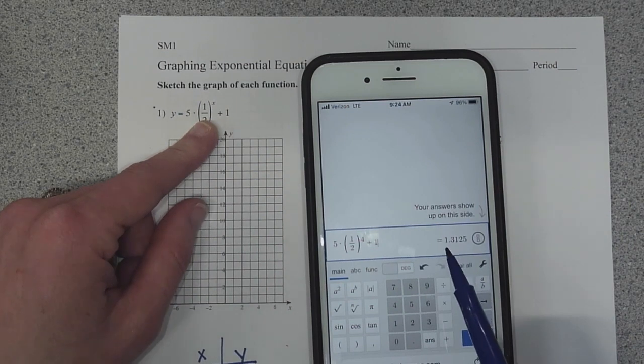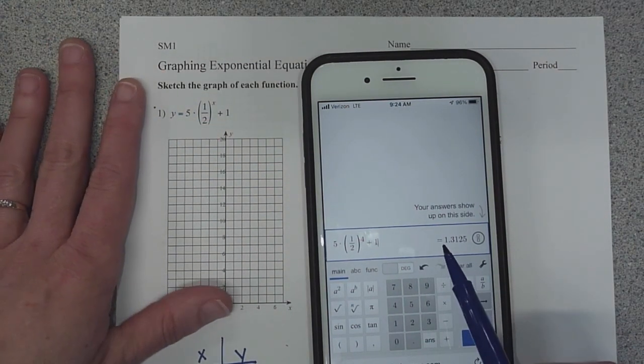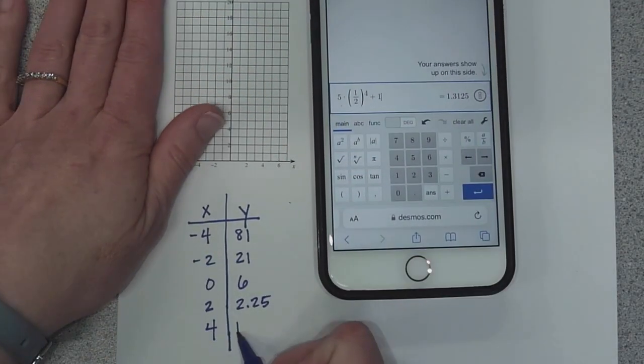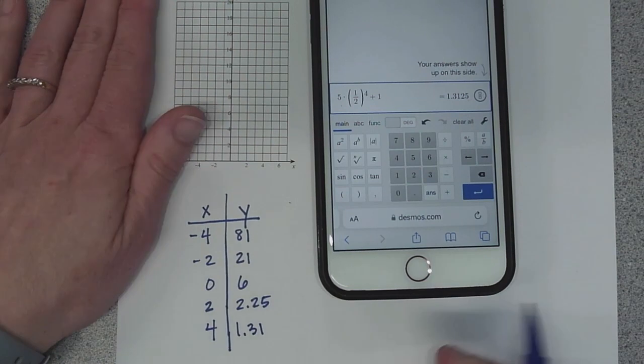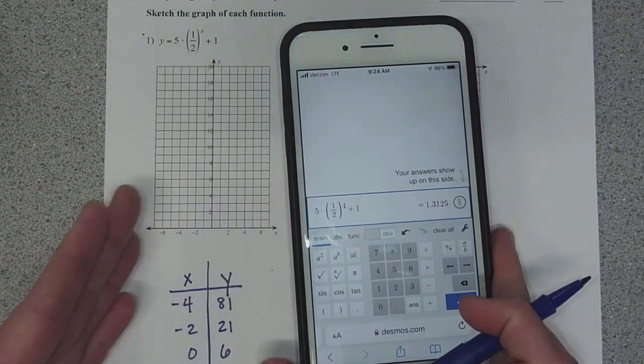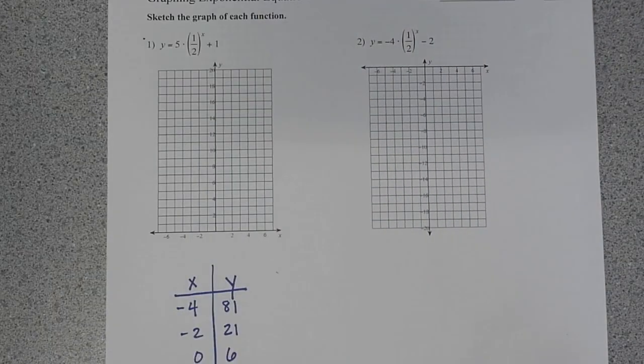And there's my answer, 1.31. You really only need a couple decimal places, so I would say round to the nearest hundredth, and I'll write that in my table, 1.31. Okay, so options for you, Desmos Scientific Calculator here, or on your computer, or if you're in school, you can use one of these, or maybe you actually have one of these at home.